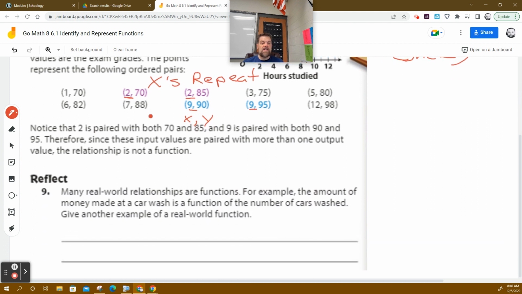And so now it says many real-world relationships are functions. For example, the amount of money made at a car wash is a function of the number of cars washed. Give another example.